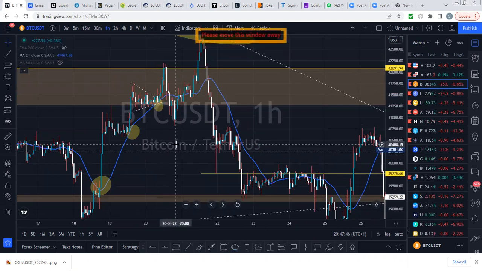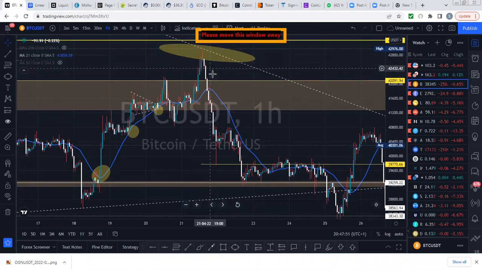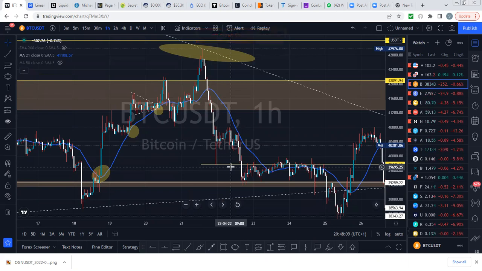Before we now have, before price reversed here, the moving average is now below the price. So when the price drops below the moving average, it signals a potential reversal. It signals a potential reversal.